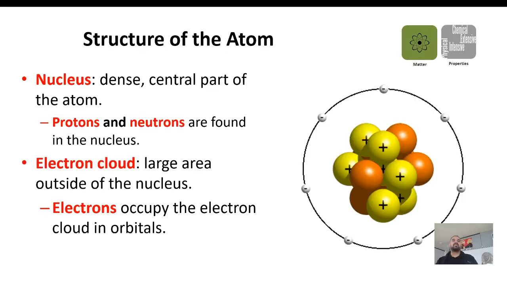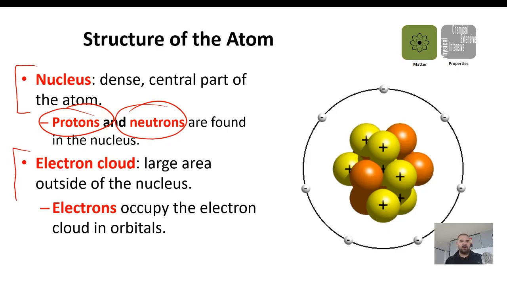All right, so next up we got the structure of the atom. This is going to be really short. So the nucleus, let's go ahead and write this down. This is the dense central part of the atom, and it's where the protons and the neutrons live. So protons and neutrons both stay in the nucleus. They never exit the nucleus. Then we have the electron cloud. That's the large area outside of the nucleus, and this is where the electrons stay. Go ahead and write this down. I'm going to give you all a lap.